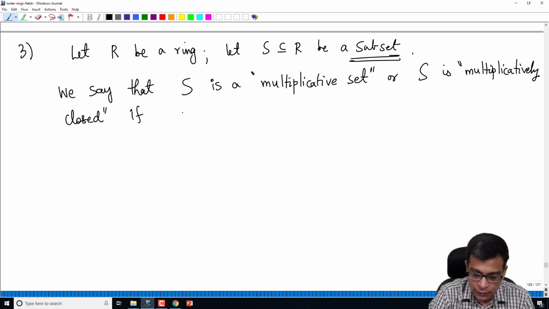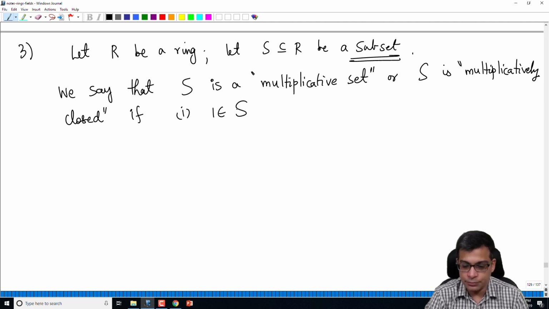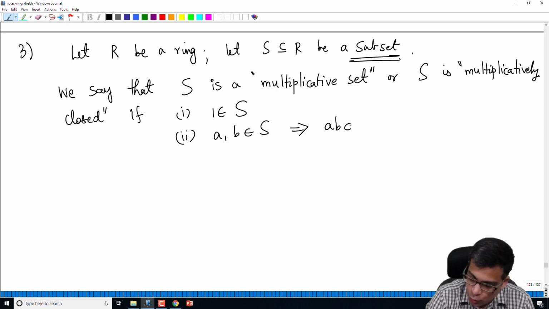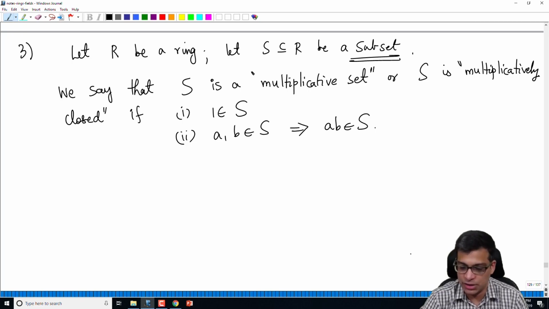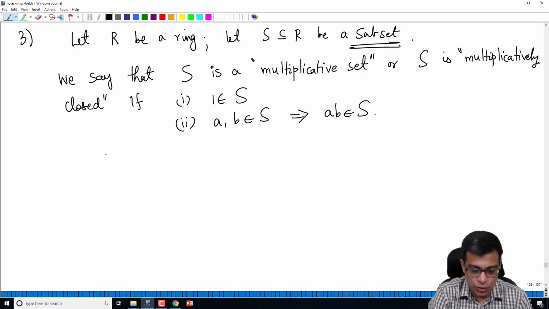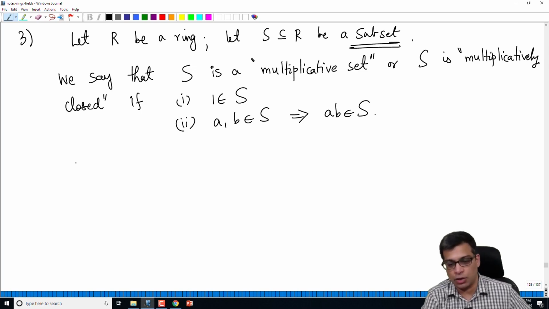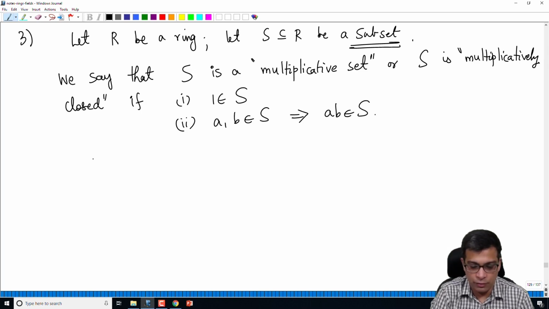If two things happen: one, the multiplicative identity element of R is in S. The other is if a and b are two elements in S, then their product is in S. So it's multiplicatively closed, as the name suggests. If two things are in S, their product is also in S. Okay, that's all, no other condition. So immediately you know that it cannot be an ideal unless it is the unit ideal, because 1 is there. If it's an ideal also, then it must be equal to R.